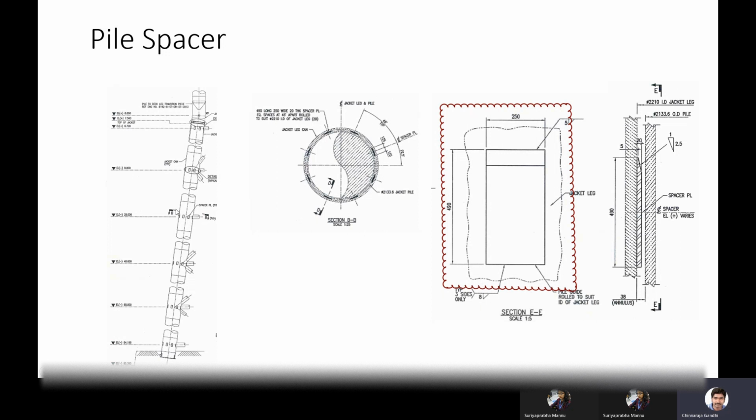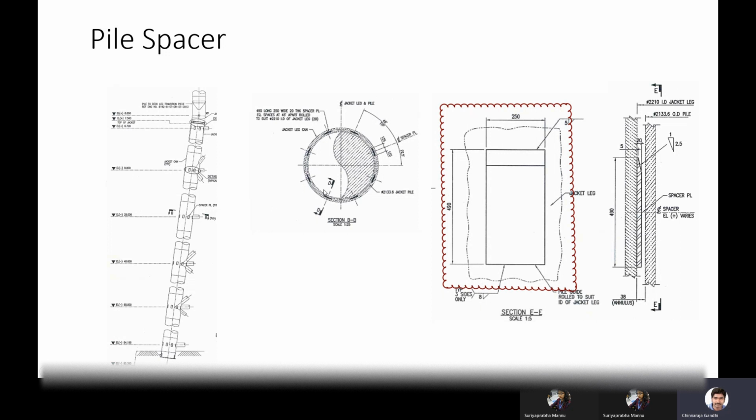If you take the section B over here, you can see a pile spacer is provided. If you can see the black color representation here, 1, 2, 3, 4, 5, 6, 7, 8. So 8 pile spacers are provided in the inside circumference of the jacket leg. For every 45 degrees they will provide one pile spacer. This is the industrial standard practice.